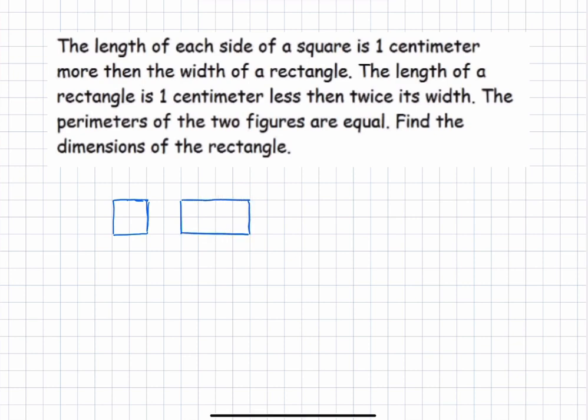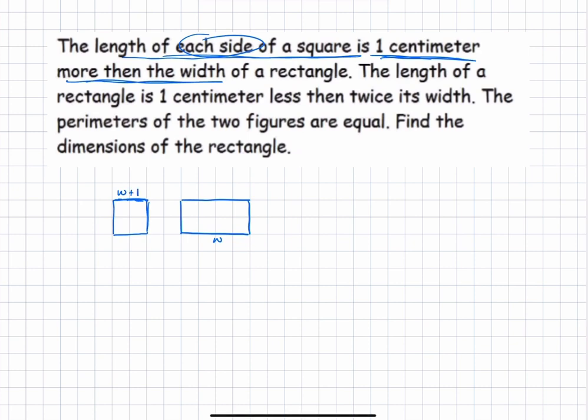And we know the perimeters are equal to each other. Here it says the length of each side of the square is 1 centimeter more than the width of the rectangle. So this is the width, right? Each side of the square is 1 centimeter more than the width of the rectangle. So width plus 1, right?